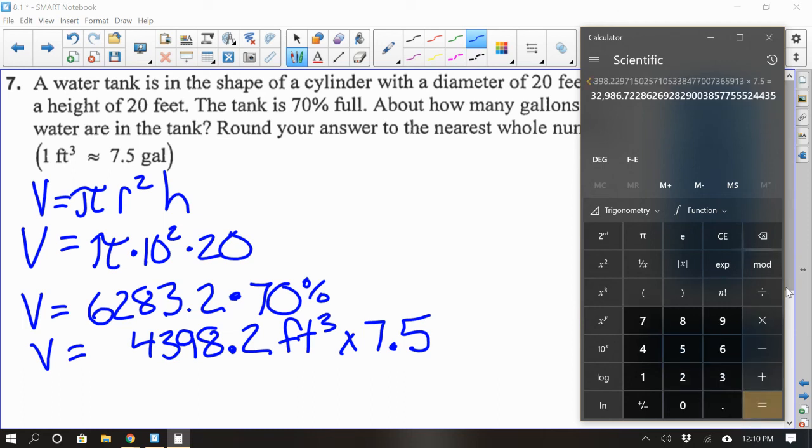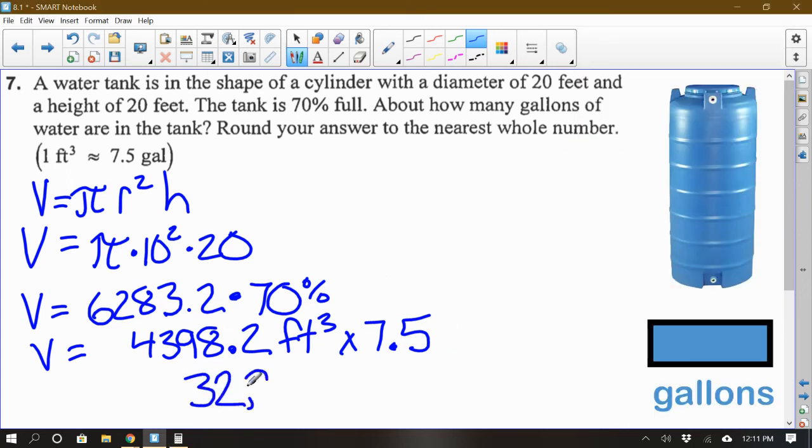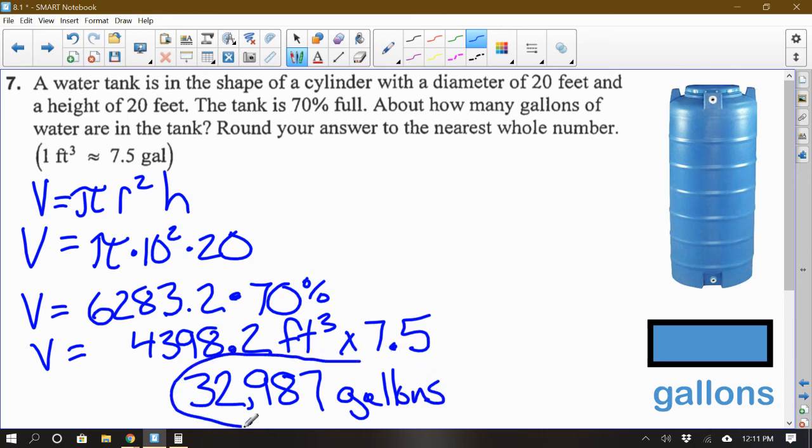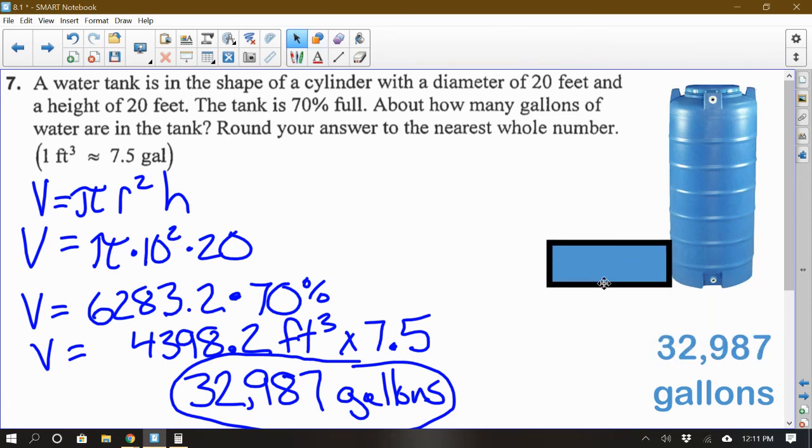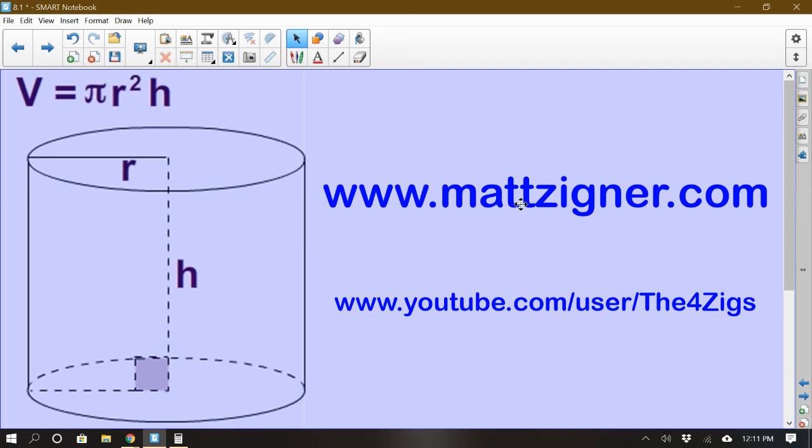All right, so they said to round it to the nearest whole number. So we've got 32,986.7. Okay, the 7 would have me round the 6 up to a 7. So 32,987. And that's in gallons. Okay, well, let's see if I got the right answer. Perfect.